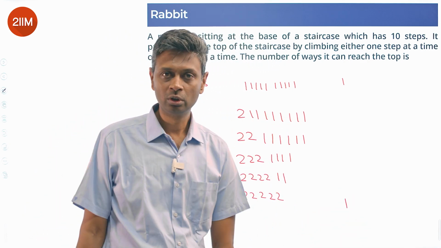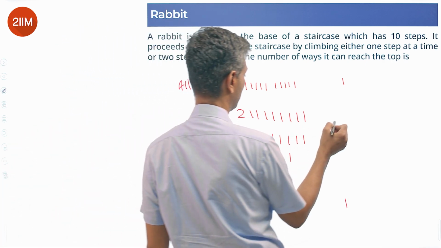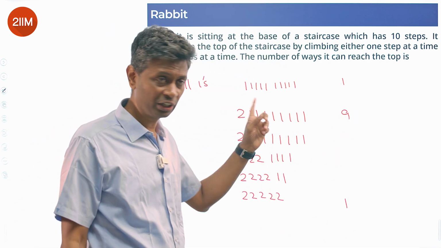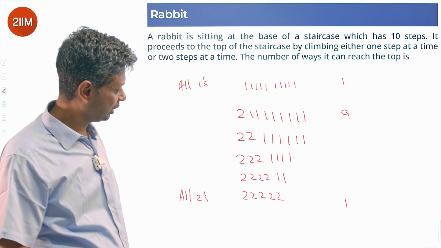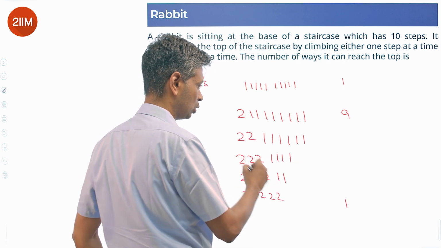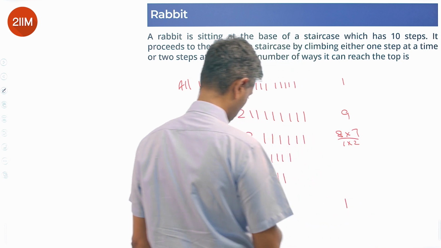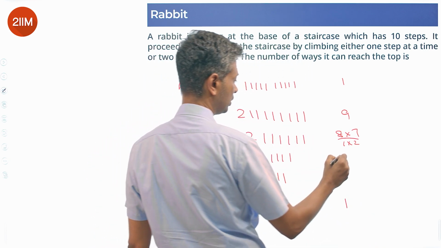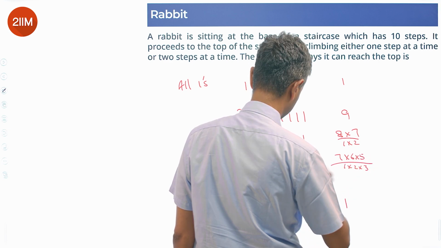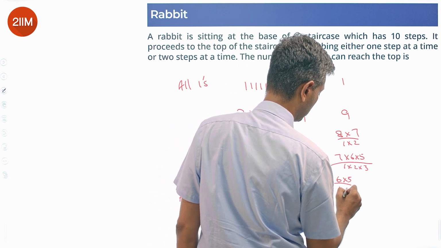8 ones and a 2. The 2 can be anywhere here, so this is 9 factorial by 8 factorial, 9 ways. 2, 2, 1, 1, 1, 1, 1, 1, rearranged: 8 factorial by 6 factorial into 2 factorial, or 8C2, from 8 slots select 2, which is 8 into 7 by 1 into 2. Next is 7C3, 7 into 6 into 5 by 1 into 2 into 3. This is 6C4 or 6C2, 6 into 5 by 1 into 2.